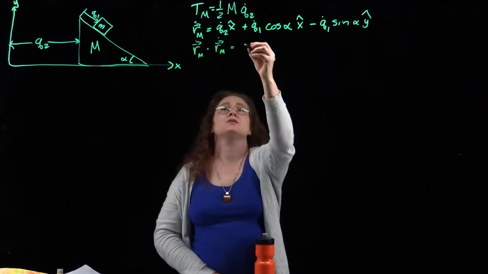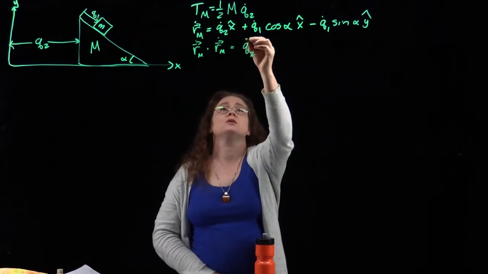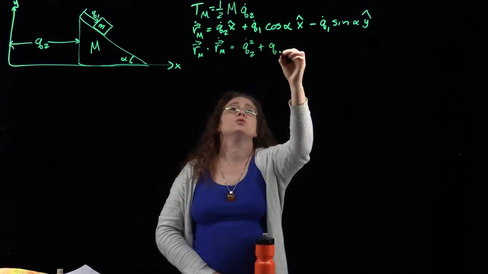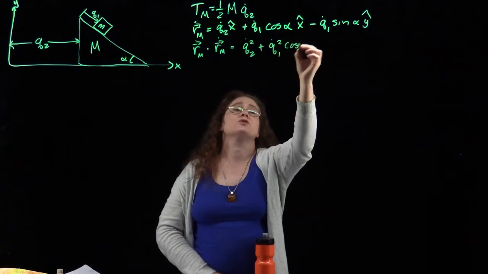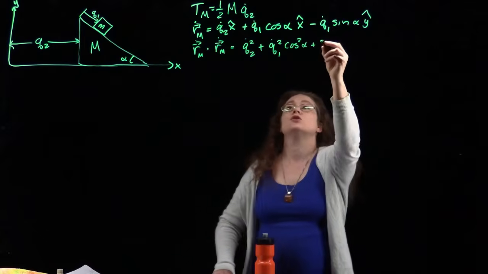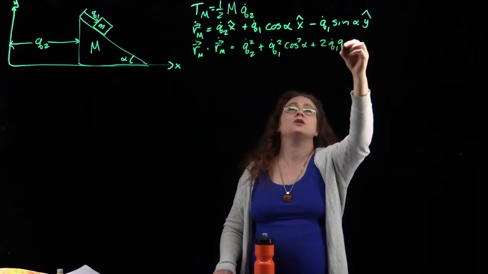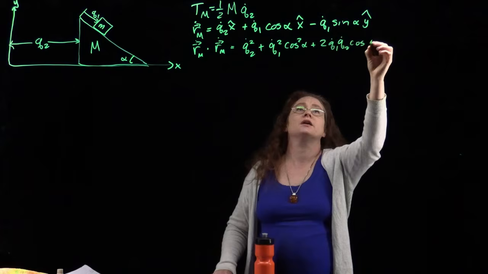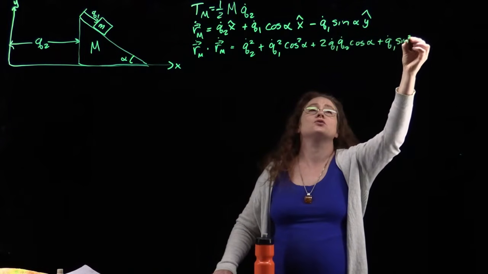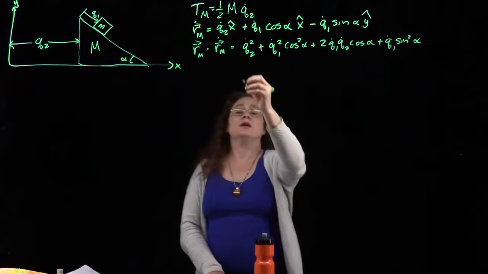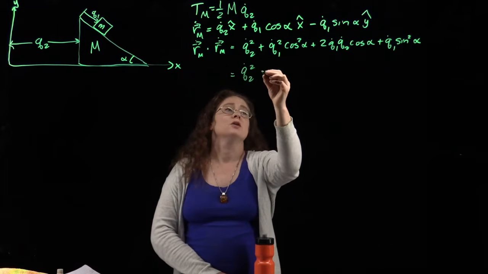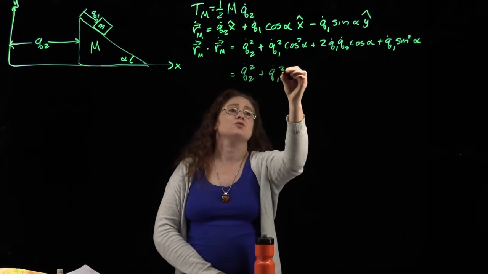That gives us q2 dot squared plus q1 dot squared cosine squared alpha plus 2 q1 dot q2 dot cosine alpha plus q1 dot squared sine squared alpha. And this is equal to q2 dot squared plus q1 dot squared.